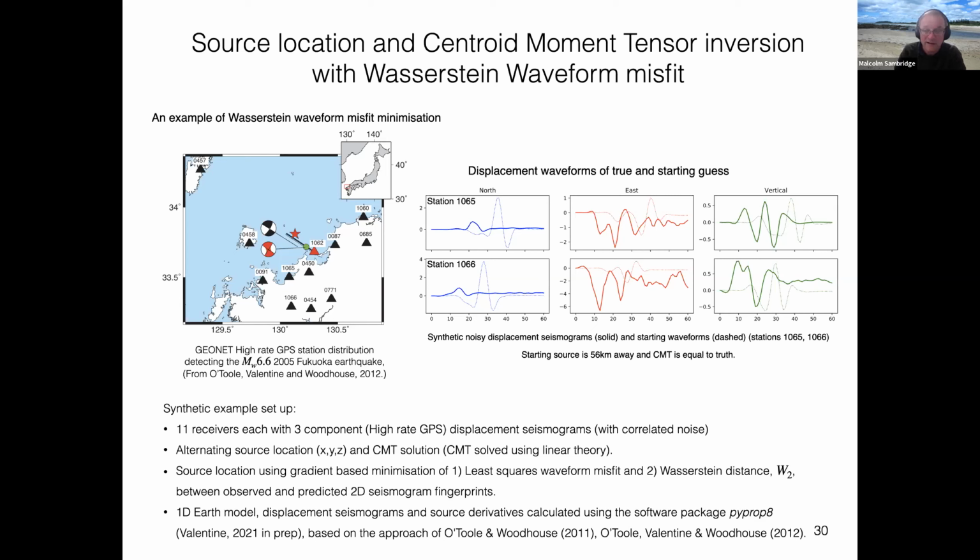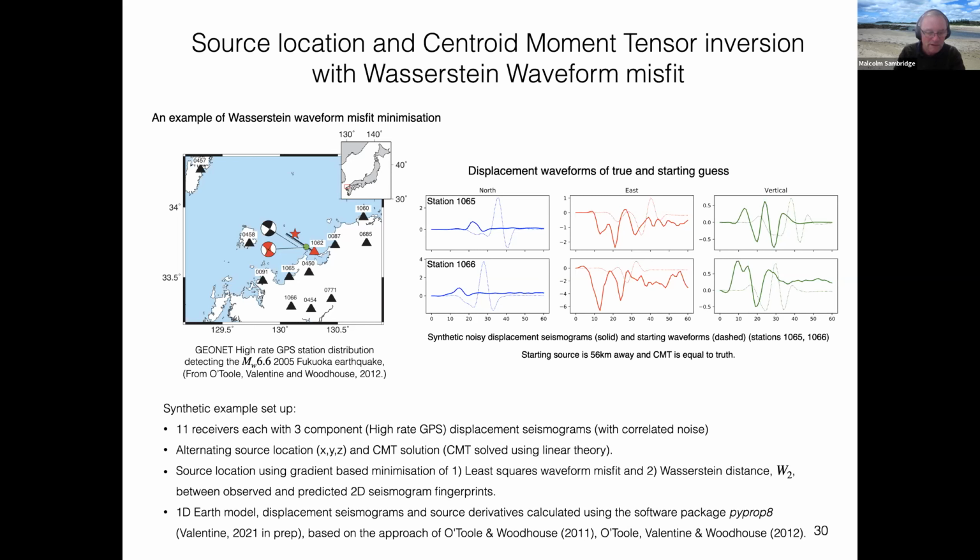In fact, they're being calculated in a 1D Earth model here, and they're actually displacement waveforms. They're using the approach of O'Toole and Woodhouse 2011, O'Toole, Valentine and Woodhouse 2012. So these are essentially high rate GPS displacement waveforms. If you differentiate them, you'd get effectively seismograms, but here we have an extra complexity in that we're trying to fit the displacement waveforms.